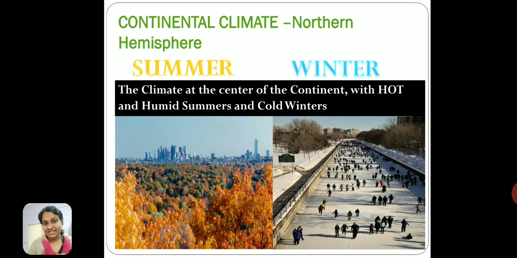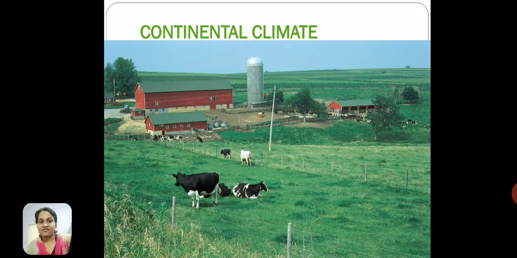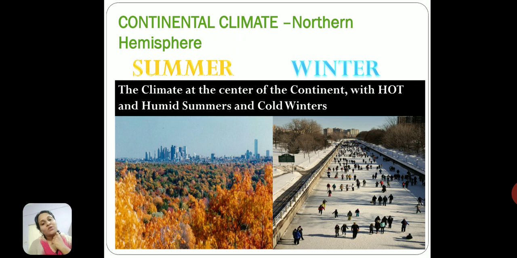Now where will you find the continental climate? Like I said, the continental climate you will find in the northern hemisphere, mostly in the European area. All right. So how is the climate in the continental climate? I have put up two pictures over here. On the left is the summer season that can be experienced in the northern climates over there, and the winter season. Now you can see there is snow.